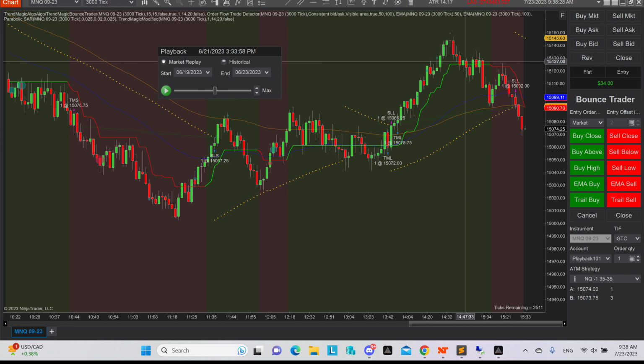It's a reversal trade. So you see, we took it when we have a bar that pierces through those two EMAs. It usually gives out a good move.